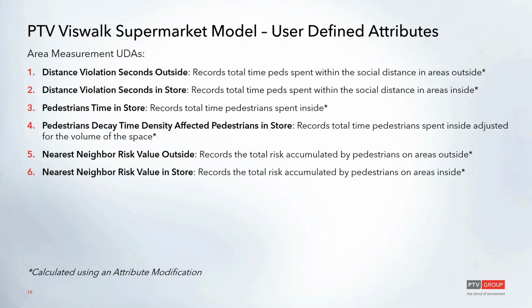It's kind of like a data collection point versus data collection measurements, where you might have 3 data collection points across 3 lanes, and you group them together for a link analysis, right? So you do the same thing with an area measurement. So we created a couple area measurement user-defined attributes to, again, store data, like what is the total risk value outside versus the total risk value inside, and things like that. Time spent in store. And all of these are going to be calculated using attribute modifications.